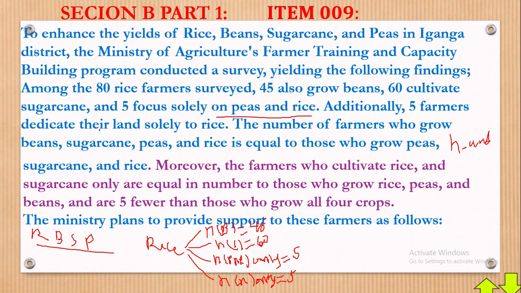Dedicate the land solely to rice. Okay, good. Now this implies that if we have to draw our Venn diagram, let's get here.